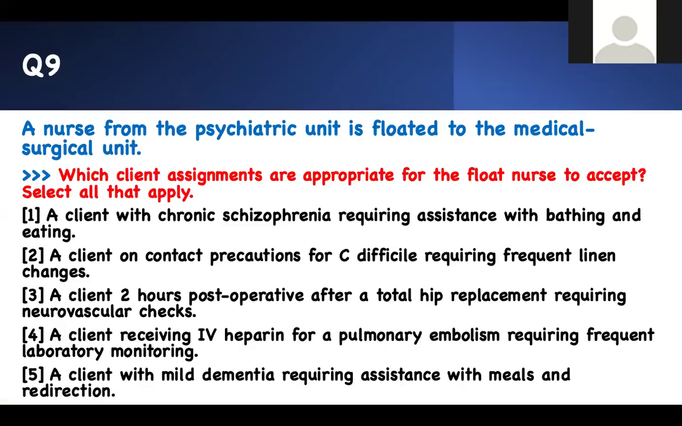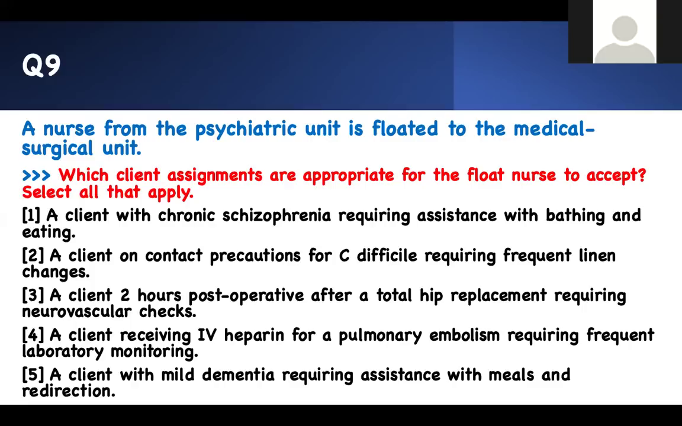And then the last one. A nurse from the psychiatry unit is floated to the medical surgical unit. Which client assignments are appropriate for the float nurse to accept? She needs to just do basic nursing care, anything specific with the psych specialty, but the rest of it, just ignore it. A client with schizophrenia requiring assistance with bathing and eating, a psych patient, give to the psych float nurse. A client on contact precaution for C. diff requiring frequent linen changes. Nurses, you're very good and specialize in changing linen. This is not a big problem. Every nurse should be able to change linen.